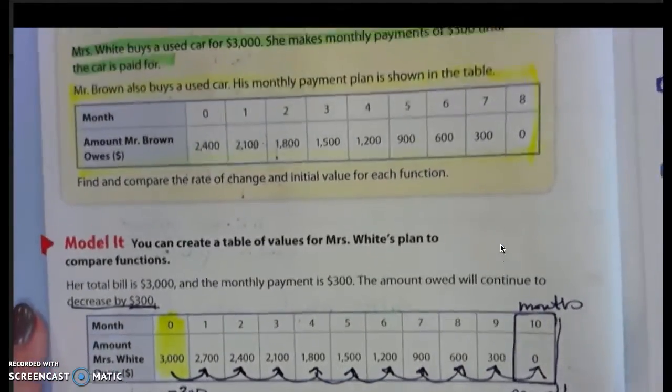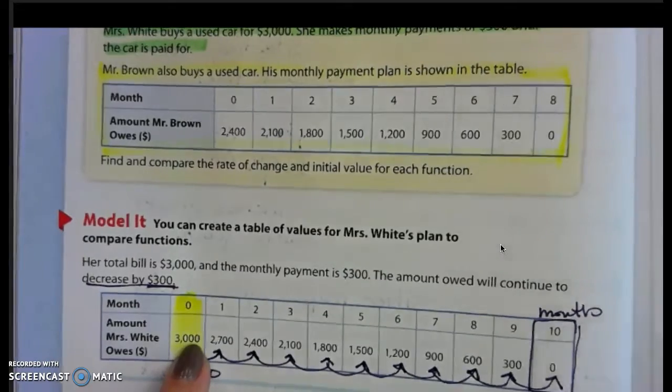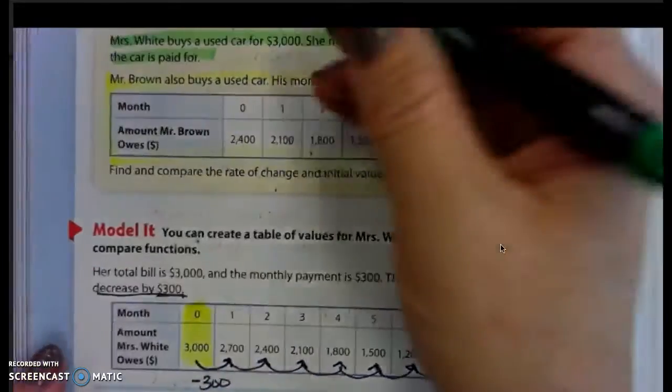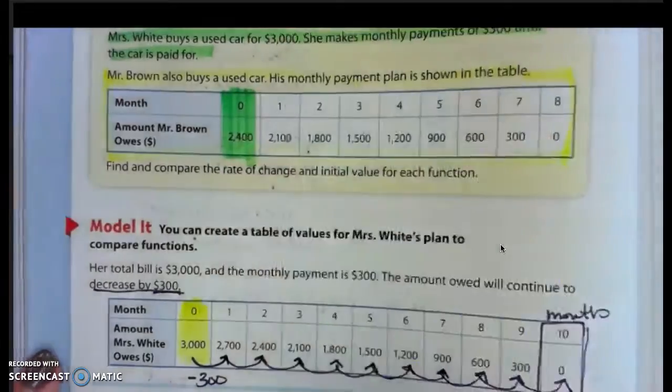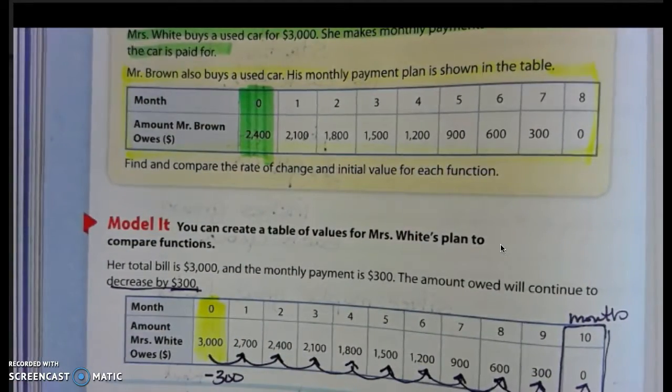Now, if we wanted to compare the two tables, we could. Miss White's car was $3,000. Her initial was $300. Mr. Brown's initial value was $2,400. So we know that Miss White's car costed more money.